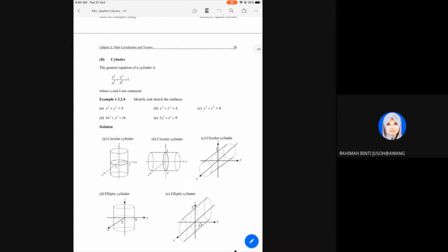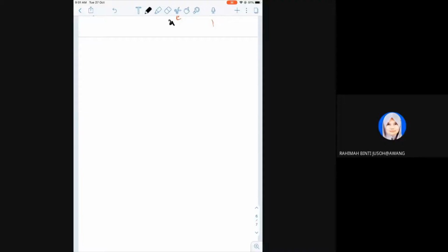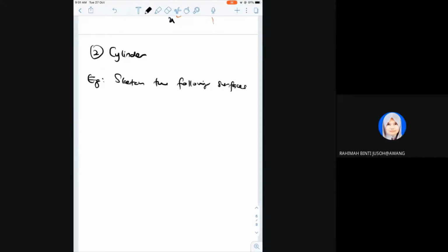Okay, cylinder. Cylinder ni paling senang, paling simple. Cylinder number 2. For example, sketch the following surfaces. Okay, let's say A, we have 4x squared plus 4y squared equals to 16. B, we have 2x squared plus z squared equals to, let's say we have 8. And then C, we have y squared plus 3z squared equals to 27. Okay.